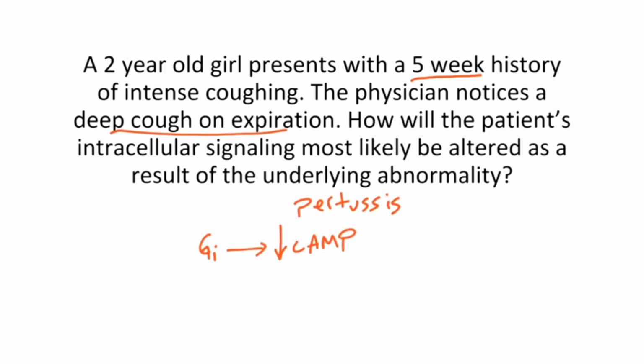So if pertussis inhibits the Gi alpha subunit pathway, then we can see that cyclic AMP levels would rise. The abnormal disruption of this pathway is responsible for the inhibition of phagocytosis, which is why pertussis can survive inside the patient for such a long period of time. So how will the intracellular signaling be altered? The Gi alpha subunit pathway will be inhibited, resulting in a rise in levels of cyclic AMP.